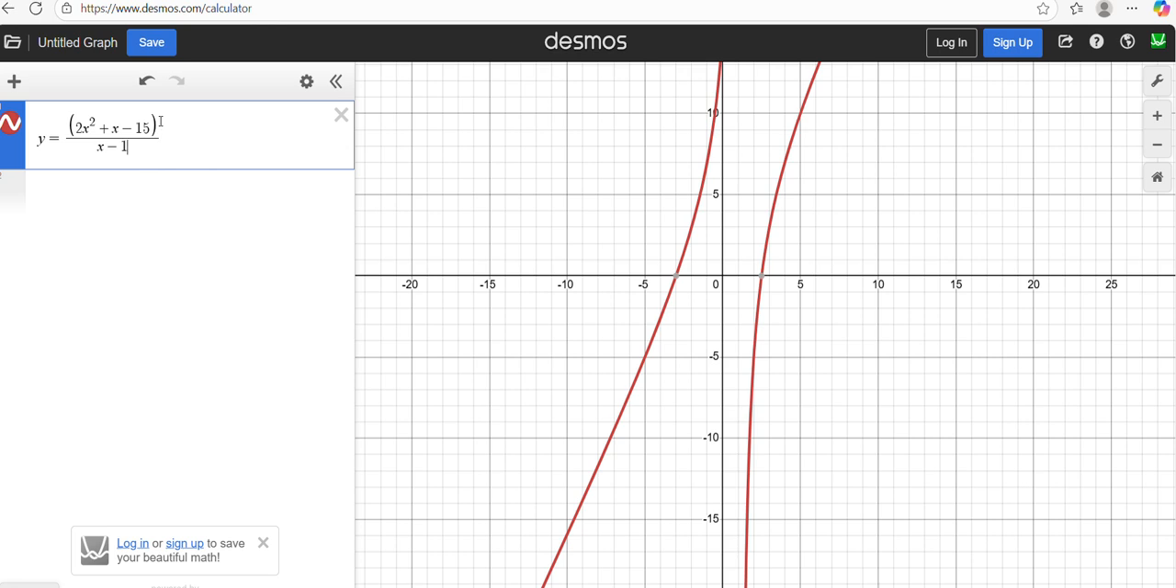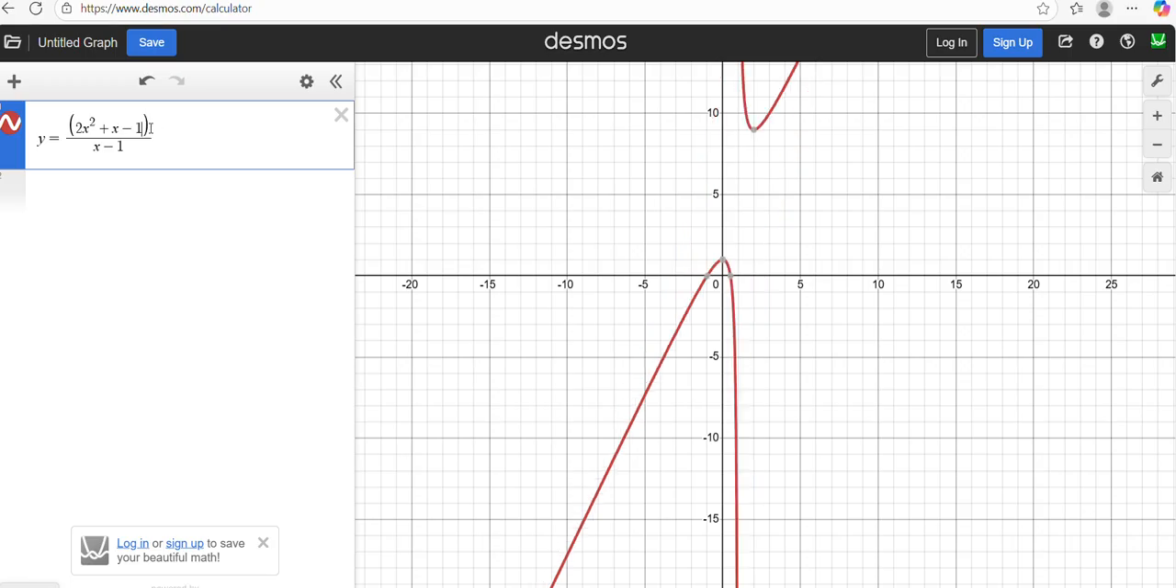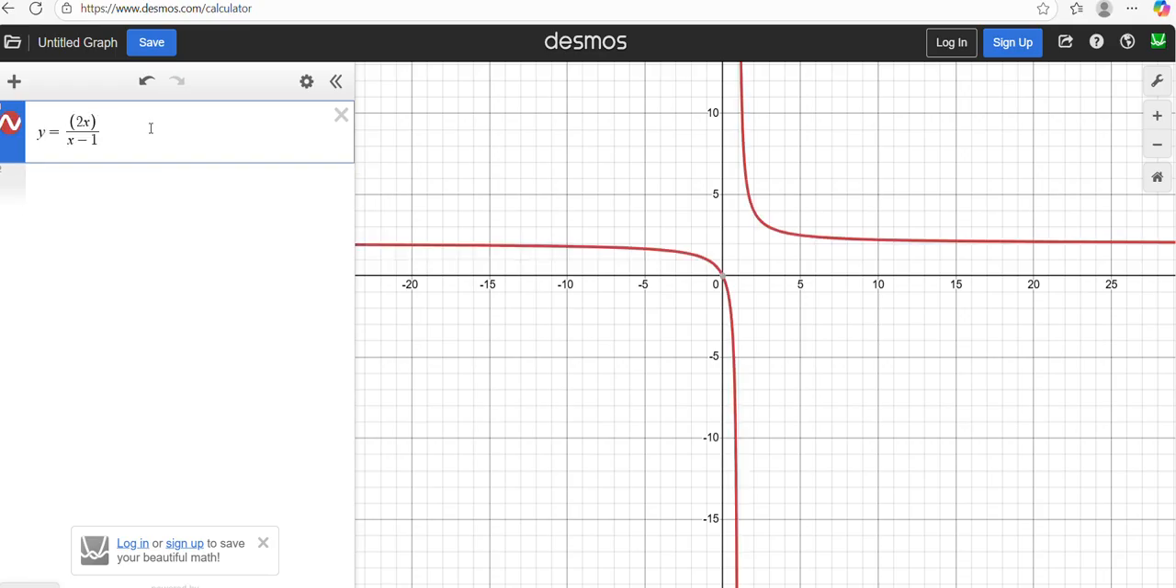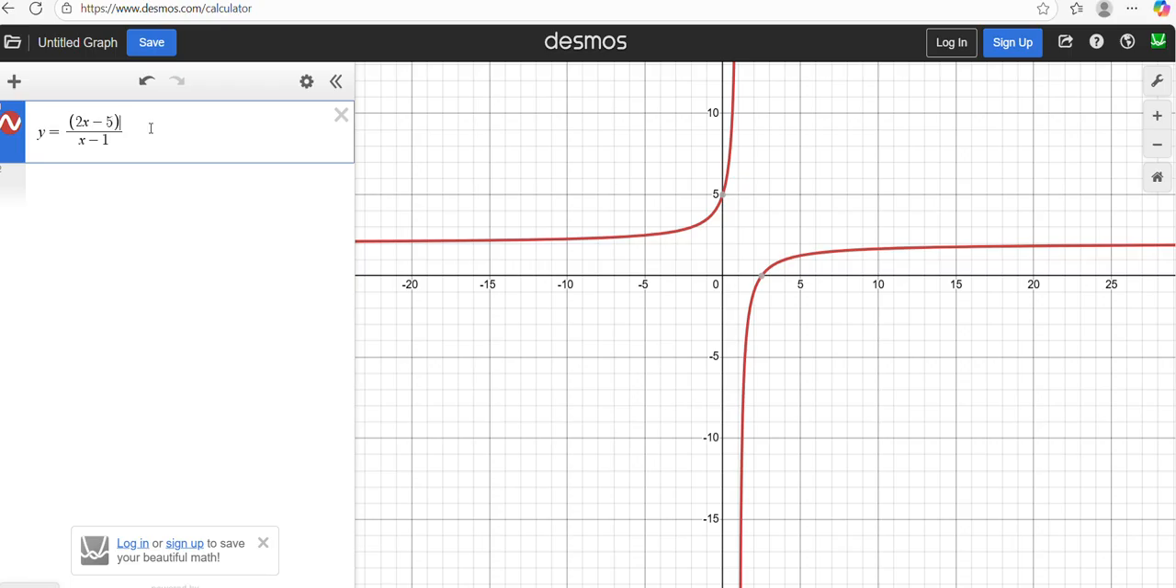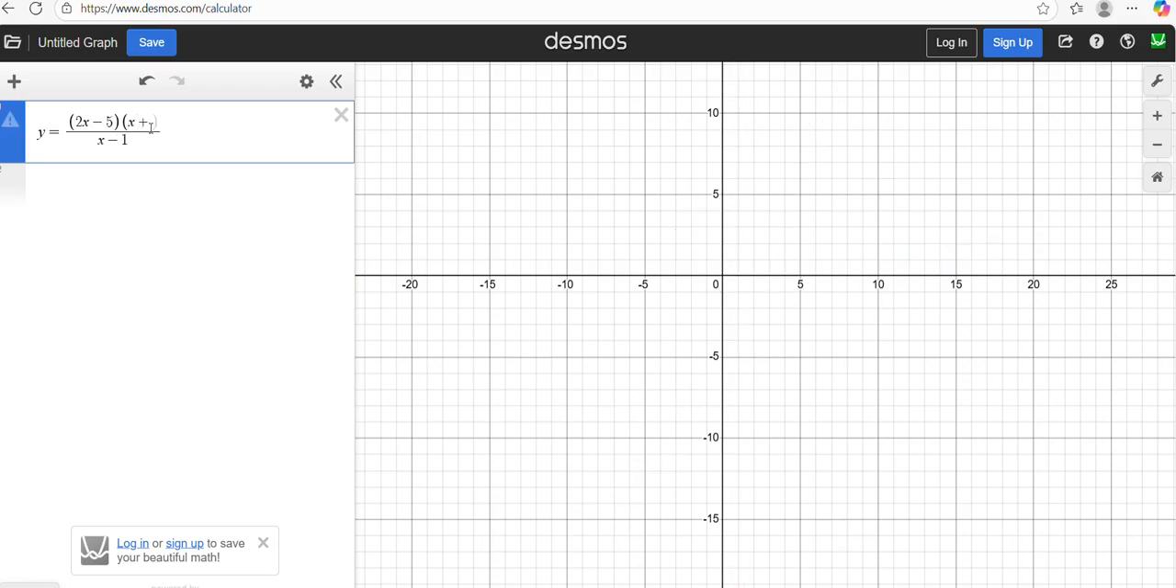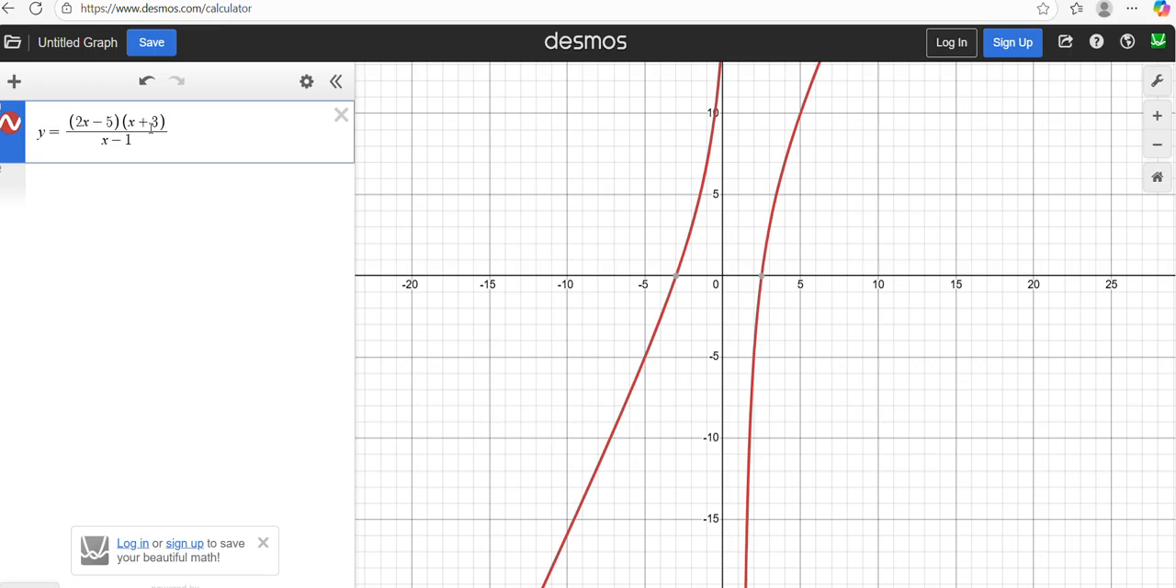But if you remember from yesterday's lesson, this numerator can factor out to be 2x minus 5 times the quantity x plus 3. So you see it's the same graph. I've just factored because this is useful if we have to graph this and we didn't have Desmos.